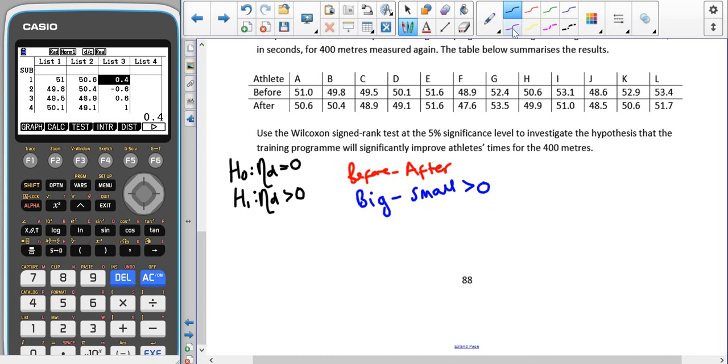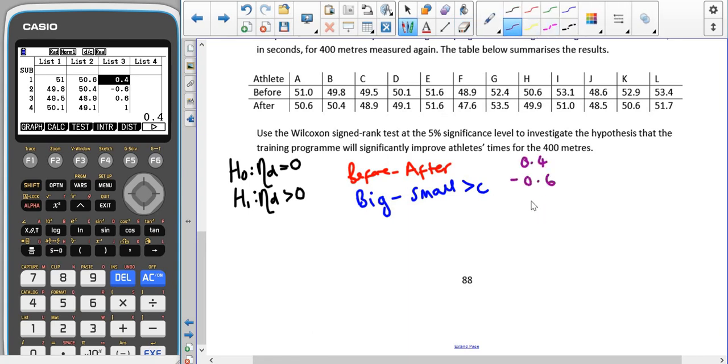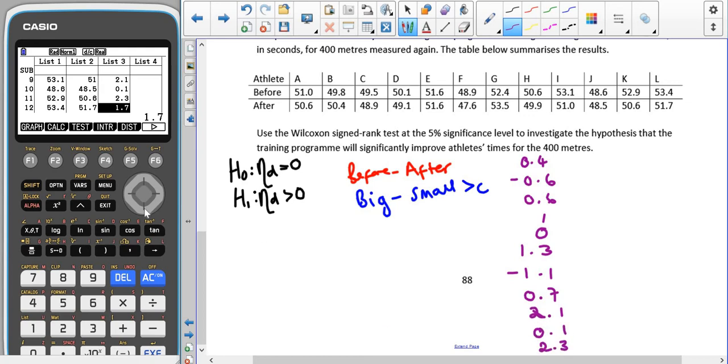So now we need to write those differences down. So we have 0.4, minus 0.6, 0.6, 1, 0, 1.3, minus 1.1, 0.7, 2.1, 0.1, 2.3 and 1.7.